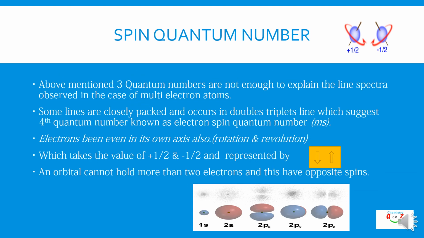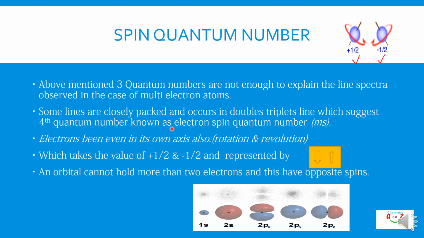Then last is the spin quantum number. Spin quantum number is just giving the idea about the rotation and revolution. Here you are able to see in the diagram, plus half and minus half is shown to you. Means here this is the clockwise rotation of the electron and this is the anticlockwise rotation of the electron.